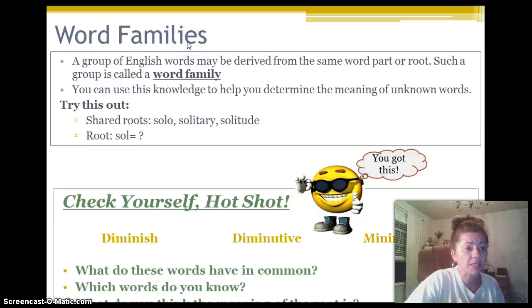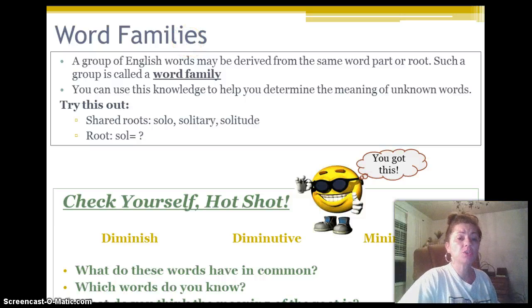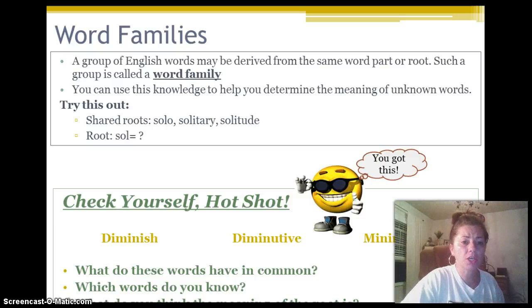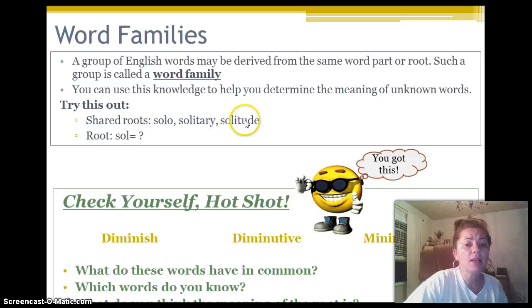There are word families. So these roots that you're learning today don't belong to just one word. For example, solo, solitary, and solitude. Those all have something in common, S-O-L. You see that? So the root is S-O-L, and you can probably guess that that means alone. Because you know what solitary means, you know what solitude means.